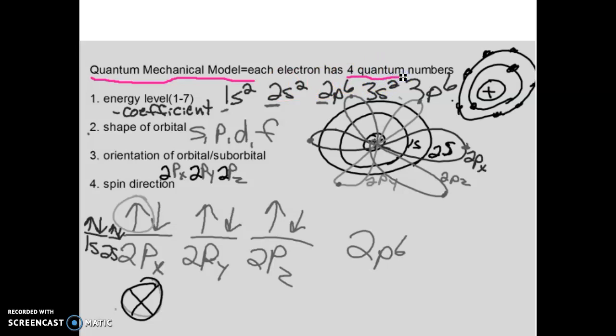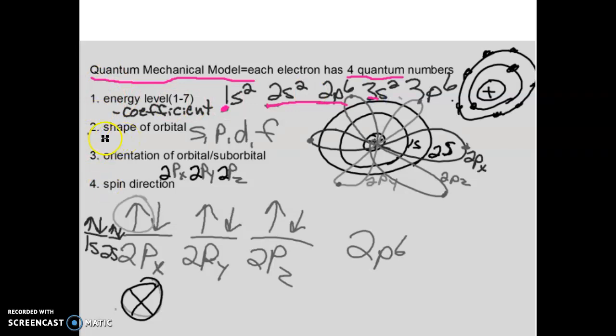Okay, and this sounds complicated. I promise it's super simple. The first quantum number, so here are our 4 quantum numbers. The first one is just the energy level. If it's a 1s, then the energy level is 1. If it's a 2s orbital, the energy level is 2. If it's a 2p, the energy level is also 2. So both of these are in the second energy level. 3s is in the third energy level. So that's the first quantum number, just the energy level.